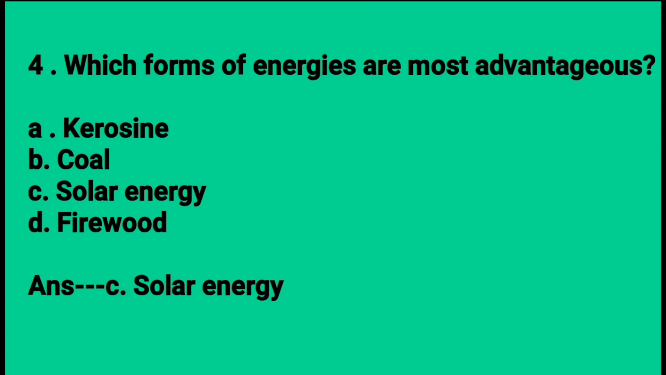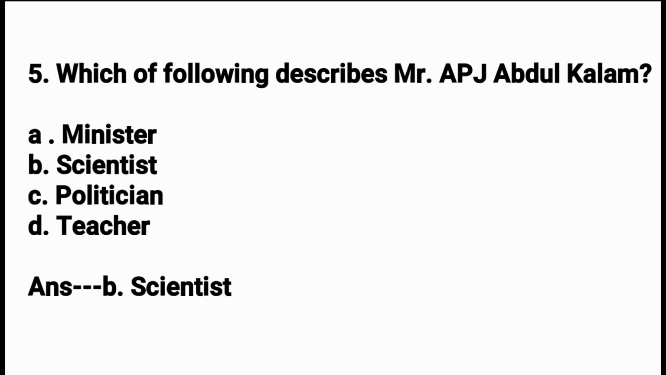Number 4, which forms of energies are most advantageous? A, kerosene, B, coal, C, solar energy, D, firewood. Can you guess the answer? Yes, dear students. Number C, solar energy. Number 5, which of the following describes Mr. APJ Abdul Kalam? A, minister, B, scientist, C, politician, D, teacher. This information is also given in the passage. So from the passage, the correct answer is B, scientist.